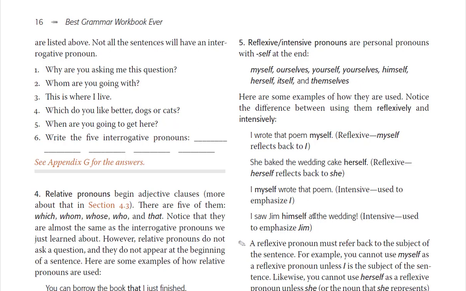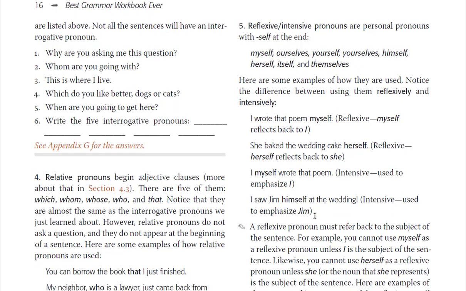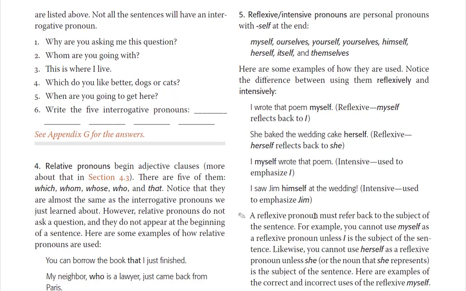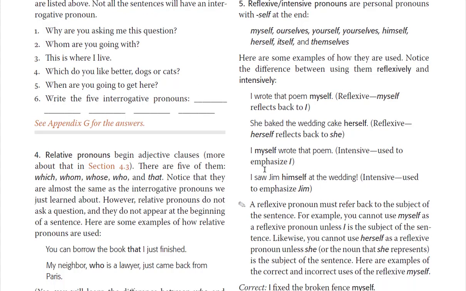I saw Jim himself. So when we use a reflexive pronoun, we are using it more to emphasize a certain noun or word in the sentence. I saw Jim himself. So that emphasizes the importance of Jim. I myself wrote that poem. So that emphasizes that you wrote this poem. One of the ways you use reflexive pronouns is that it intensifies a certain noun in the sentence.